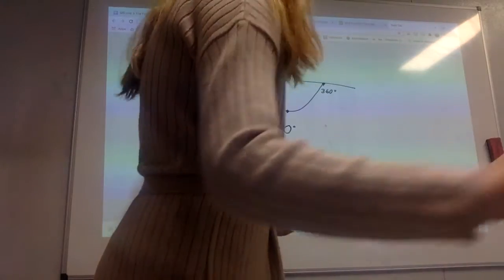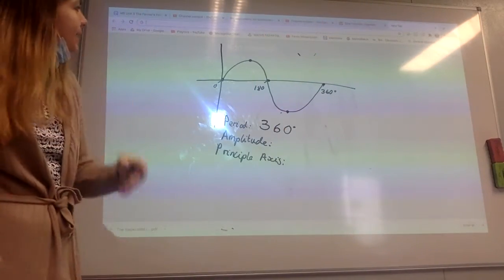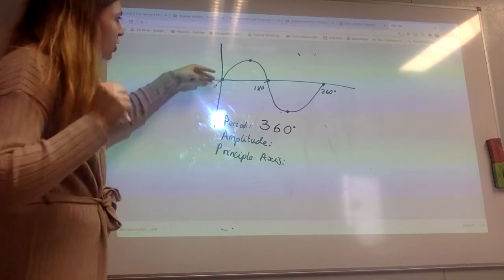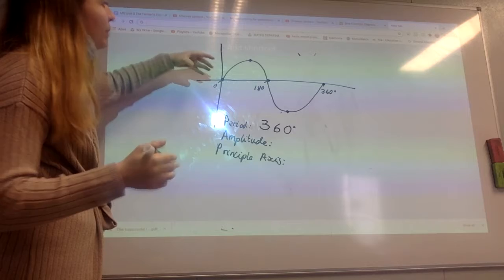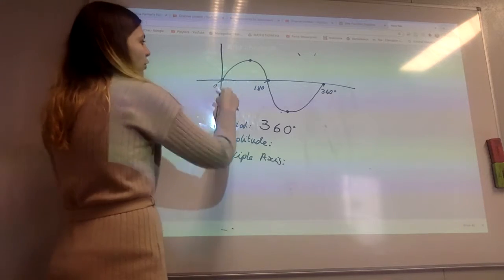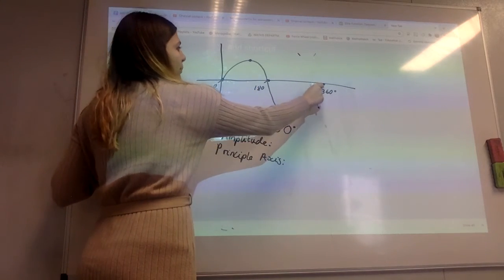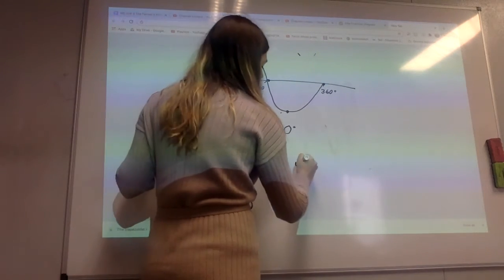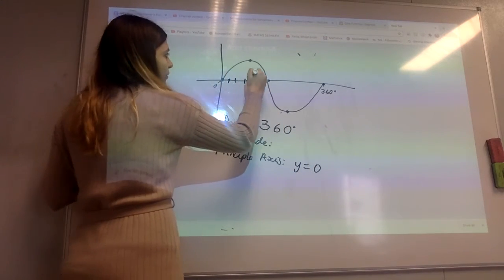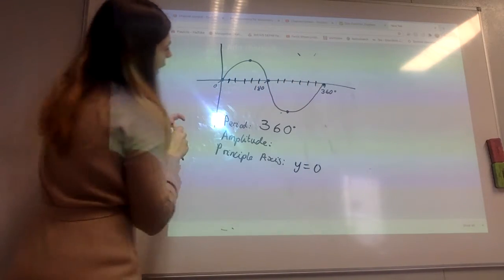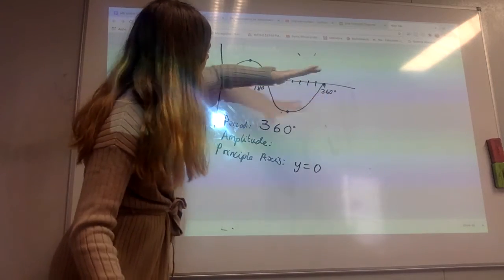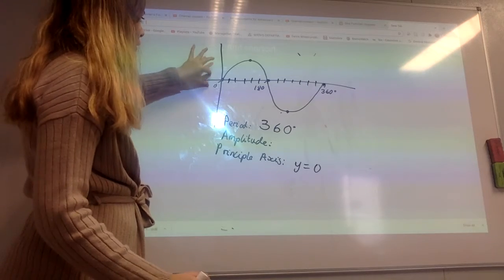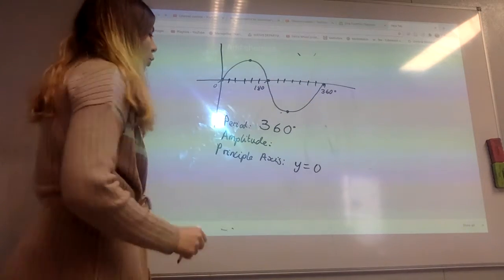Great, thank you everybody. Right, the amplitude is the distance from its central position. Its central position is where it returns back to normal. It returns back to normal at these 3 points, and we call this the principal axis. The principal axis is where y is equal to 0, because if we were to cut the sine graph in half, it would be cut in half here, where y is equal to 0, because it's a horizontal line.